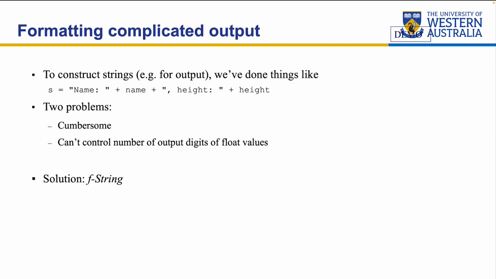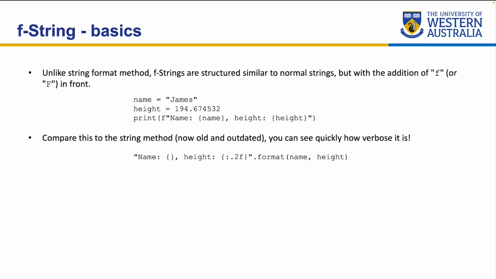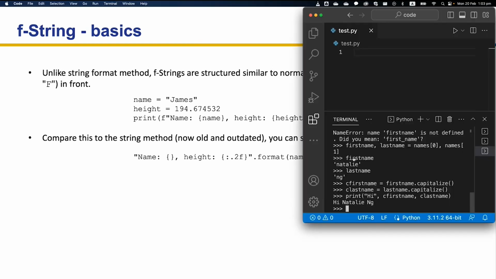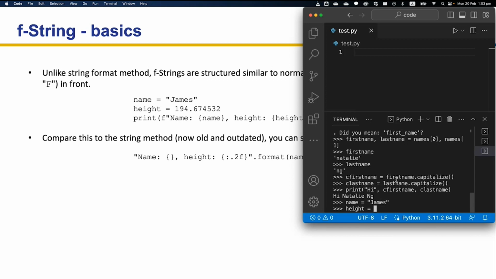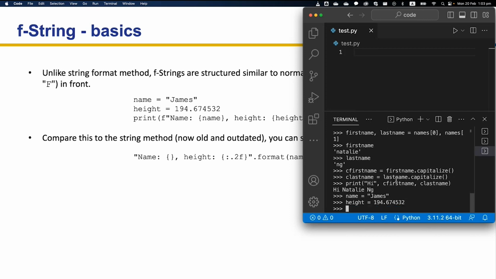That's the example. And also, you can't really control the decimal points. So in this example, we can do this by, let's create a name first. Name equals James. Okay, height equals 194.674532. Okay, so we can print f string name in curly bracket name. So by adding a curly bracket, it's saying that this is a variable that's coming from our local namespace.